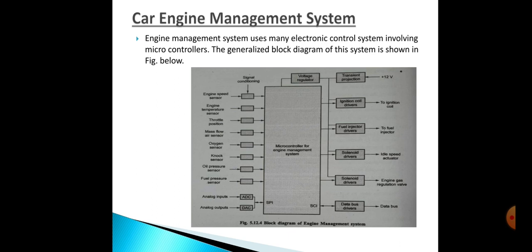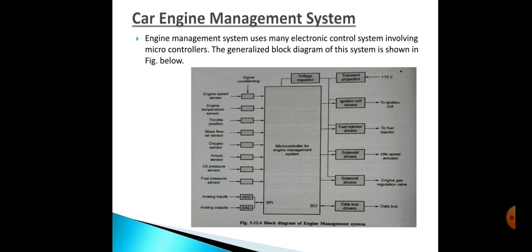The analog signals given by the sensors are converted into digital signals by an analog to digital converter. The digital information is sent to the microcontroller. From the microcontroller, the digital data is converted to analog and given as the output. Like this, it will be working.